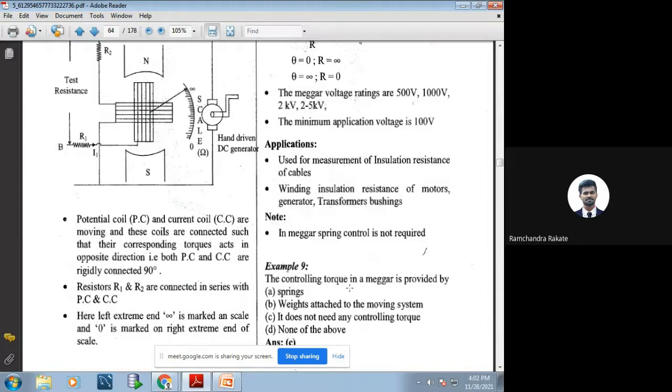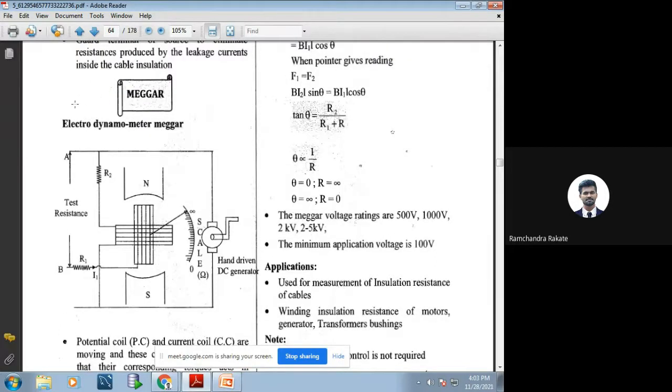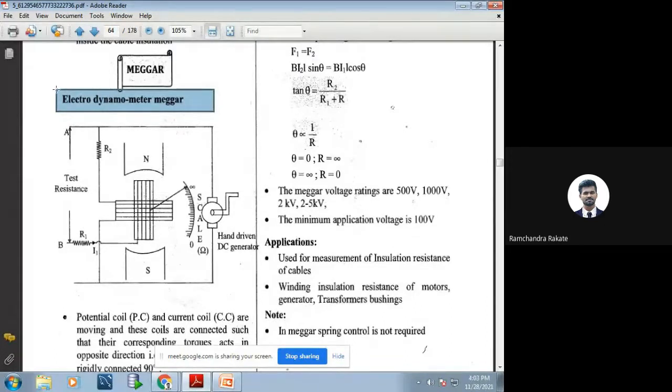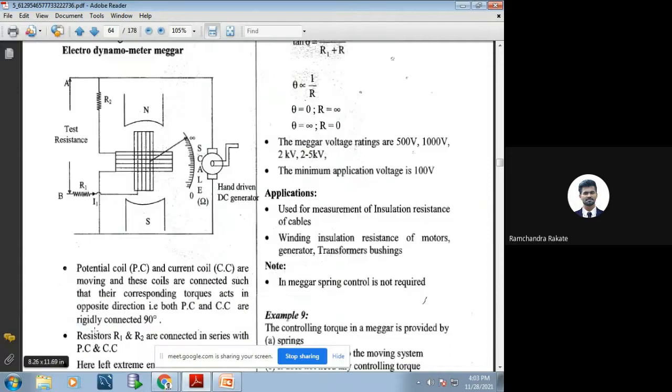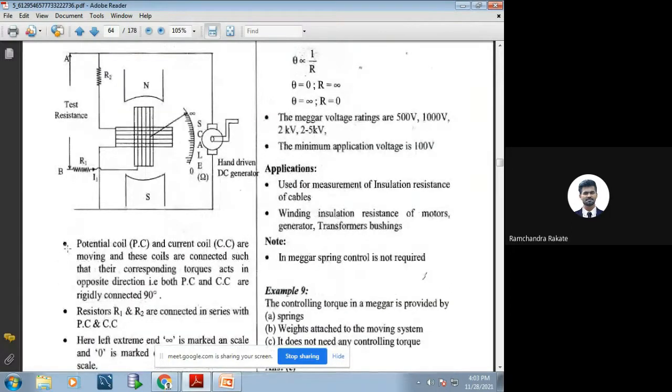As we are proceeding to the Megger, the Megger is nothing but an electrodynamometer Megger, which consists of certain magnets and a calibrated scale. Now, which classification does this belong to? High level of resistance, as we have classified low, medium and high. This belongs to high measurement. It consists of a potential coil and a current coil, which are moving, and these coils are connected in such a way that the corresponding torque acts in the opposite direction, that is, both the potential coil and current coil are rigidly connected at 90 degrees.